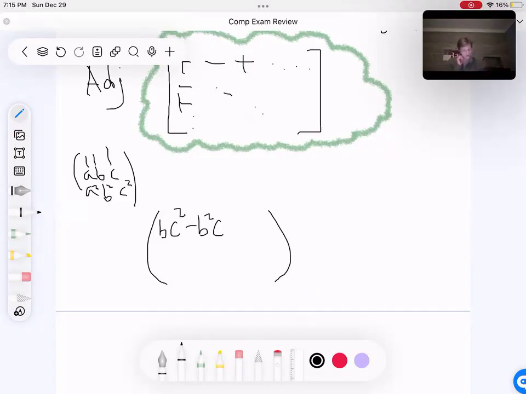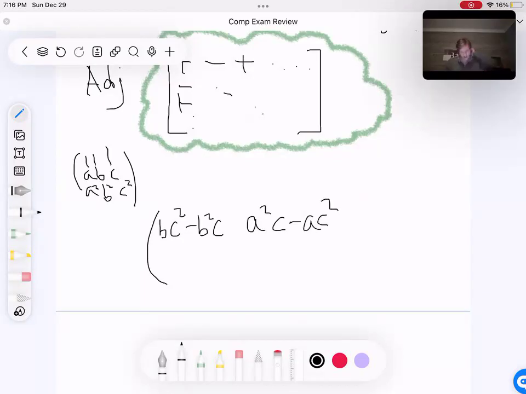But since that's one thing minus another and we're negating it, we can just flip what we're subtracting, right? So that's actually going to be A squared C minus A C squared. So let's make our thing a little bit bigger.